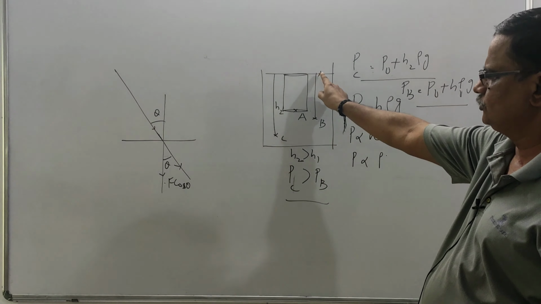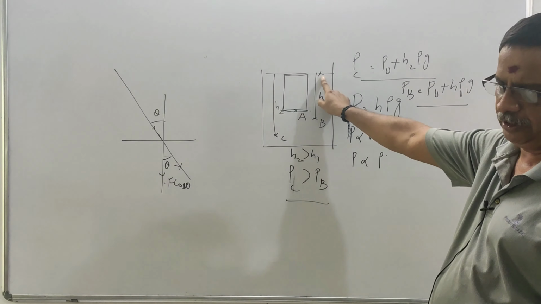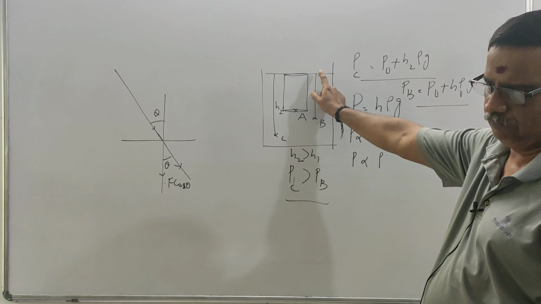That is why when we reach the surface of the liquid, the hydrostatic pressure becomes 0, but the atmospheric pressure is always there.